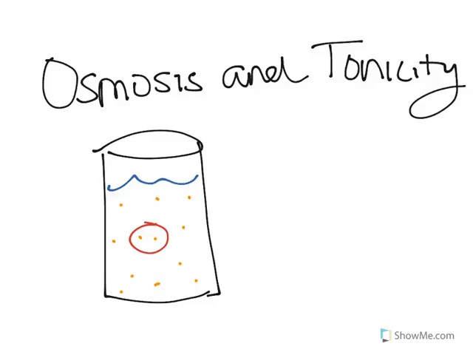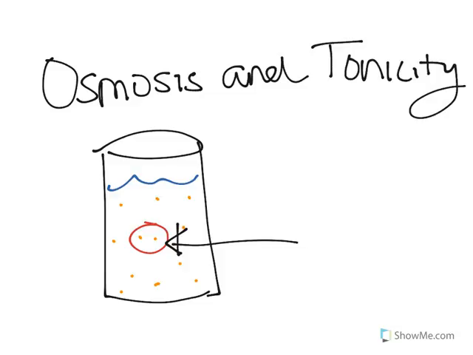This video is going to focus on both osmosis and tonicity. So osmosis is movement of water through a permeable membrane. Cells, for example, as you can see with my little red cell right here, are permeable. They have these little channels in them called aquaporins that allow water in and out of the cell.